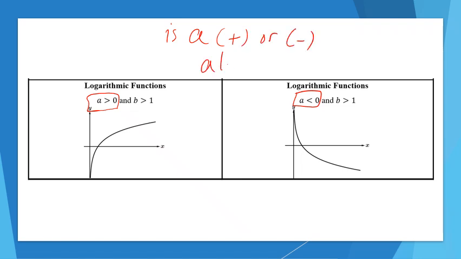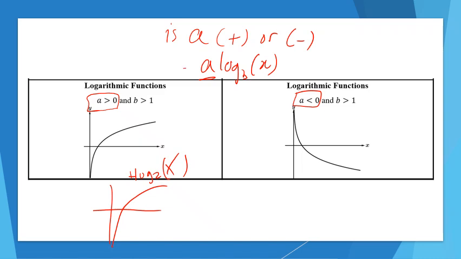Remember, this is a log base b of x. So a is just that coefficient out front. If it's positive, it's going to look just like that general graph. If you just remember the general shape for log base 2 of x, where it's just like positive 1 log base 2 of x, it should look like that. Then you should be good.